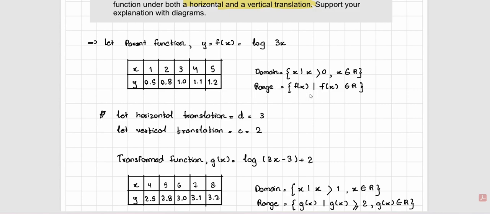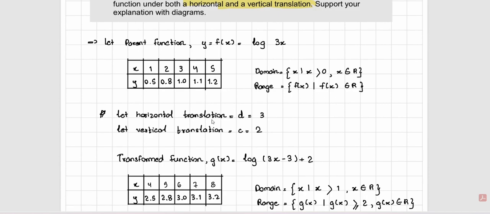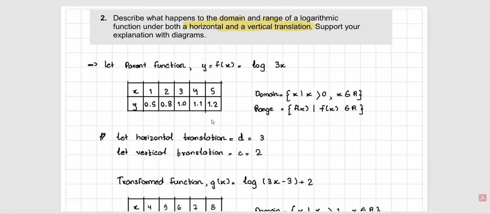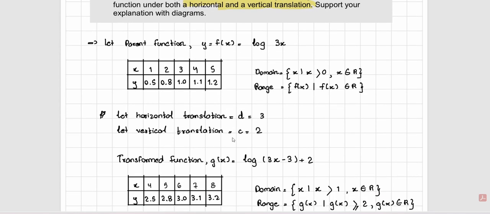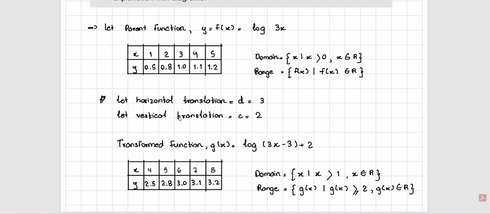And so for the range, it can be any number according to x. So it belongs to the real numbers. So for the transform function, first thing, a vertical translation, which is the value of c. So I added the value of d equal to 3, and also the vertical translation is 2. So my transform function is going to be log 3 times (x minus 3) plus 2.